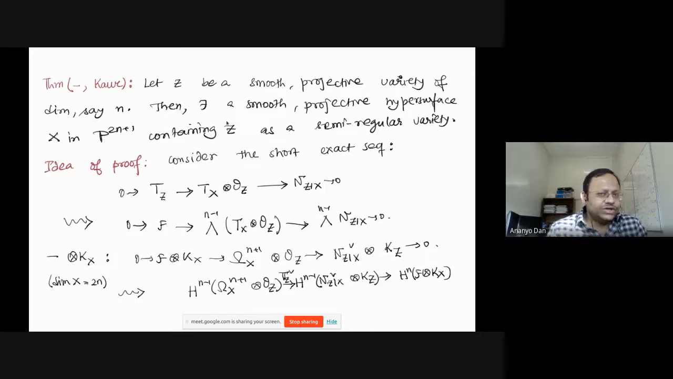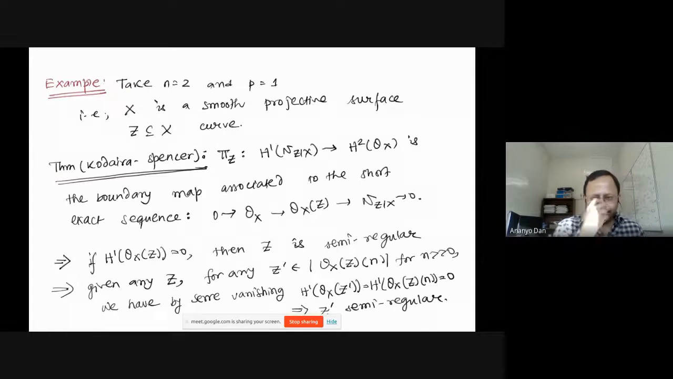such that Z is a semi-regular subvariety in X. What is very important here is that it depends a lot on the embedding. There can be a curve which can be embedded into some smooth projective surface where it is not semi-regular, but in some other smooth projective surface, it is going to be semi-regular. So it very much depends on the embedding.